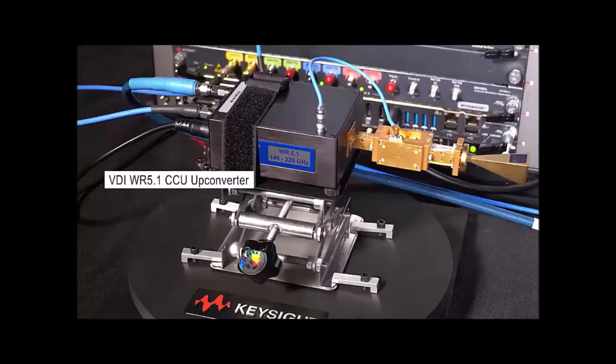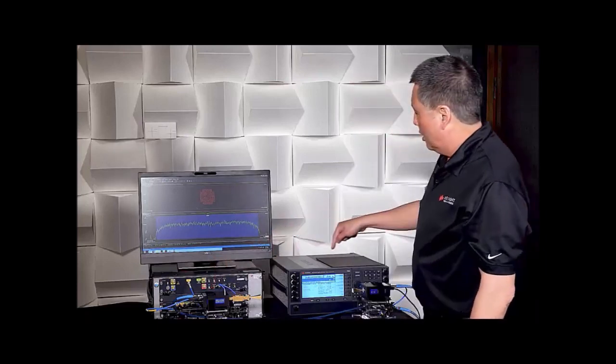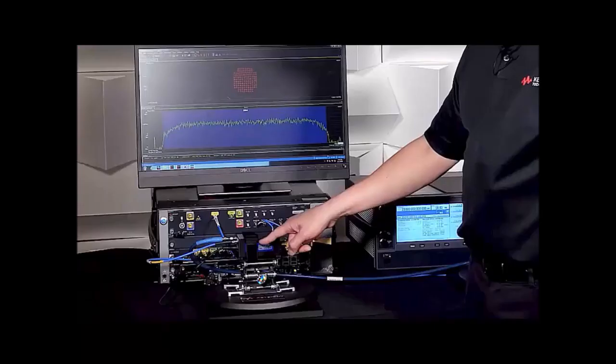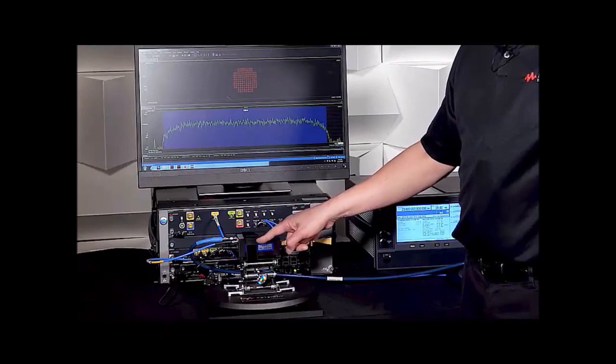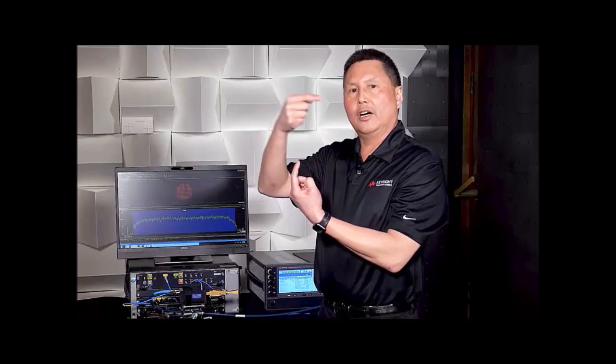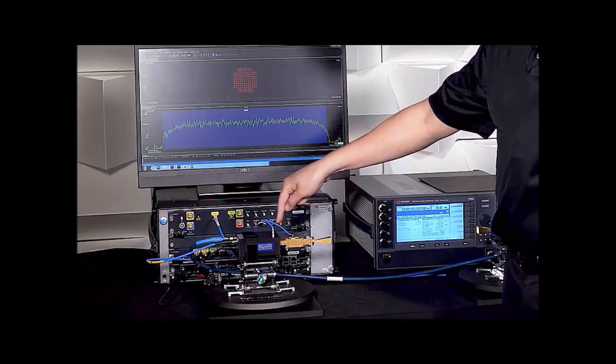The 6 GHz IF is run into a VDI compact upconverter. This is a G-band upconverter covering a frequency range of 140 to 220 GHz. The LO is produced by a PSG vector signal generator. This is set at 23 GHz. The 23 GHz LO is input into the VDI upconverter where it's multiplied by a factor of 6 up to 138 GHz. So we have a 6 GHz IF coming in. It's being mixed with 138 GHz LO to produce an upconverted product at 144 GHz. So we have 144 GHz coming out of the VDI upconverter.